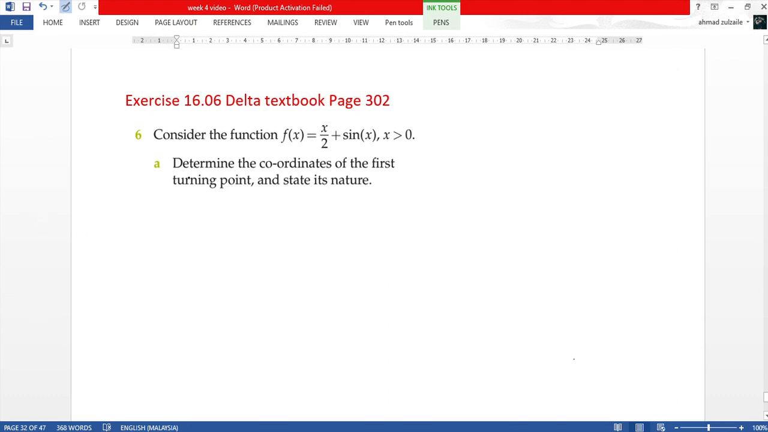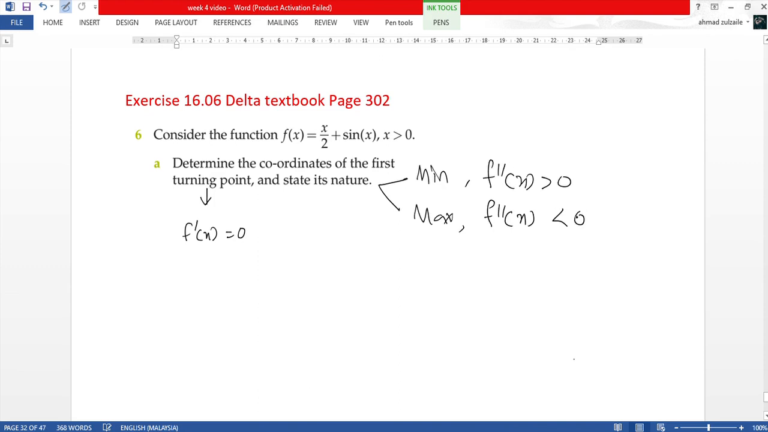So for the first question, for the turning point, remember f prime x equal to 0. Nature could be 2. Whether you have a minimum, where your f double prime of x is greater than 0, or maximum, f double prime x less than 0. We use the second derivative test in order to identify the nature of the turning point.